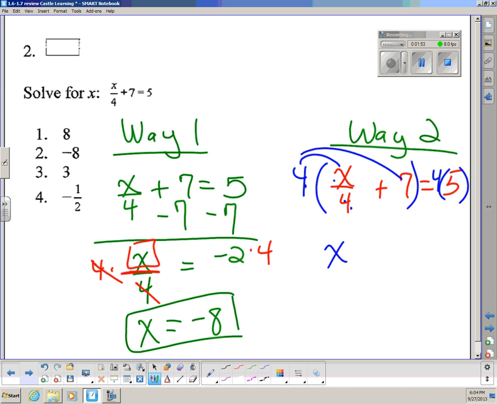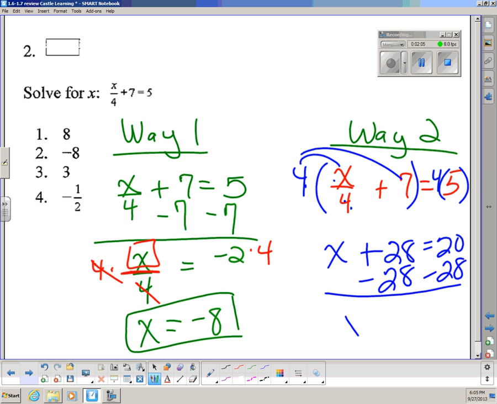1 times x is just x. Plus 4 times 7 is 28. Equals 4 times 5, which is 20. And subtracting 28 from both sides, you get x is negative 8. It's good to know both ways.